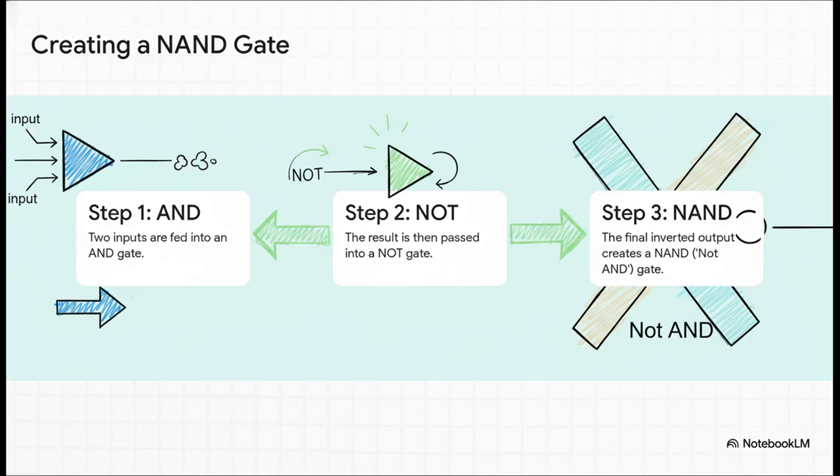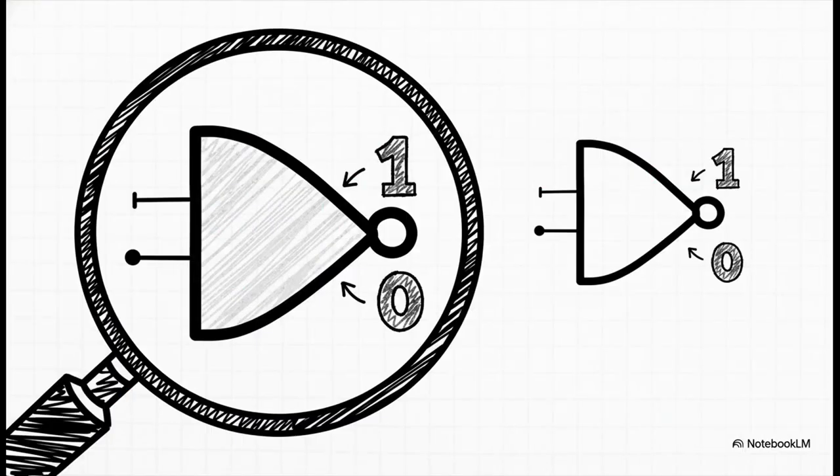Well, we actually get a brand new gate called NAND, which is literally just short for not AND. And its behavior is the perfect inverse of the AND gate we just looked at. Remember how the AND gate only gives you a 1 in that one special case? Well, the NAND gate gives you a 0 in only that same case. For everything else, it outputs a 1.